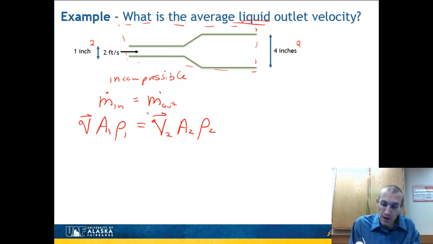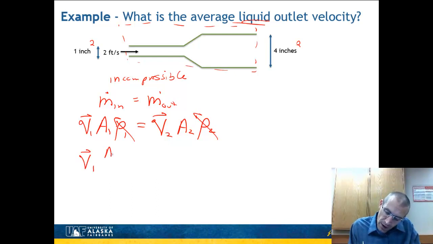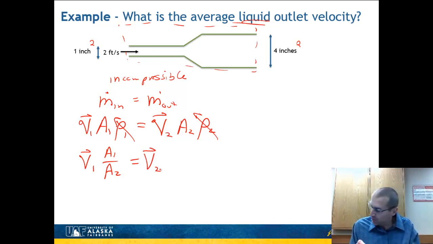Now, if this is an incompressible material, we have a constant density, so I can go ahead and cancel out those two terms. And I can now solve for my outlet velocity V2. I'm going to have V1, and then the ratio of A1 over A2 is equal to my average velocity V2. So I can go ahead and plug in those numbers.